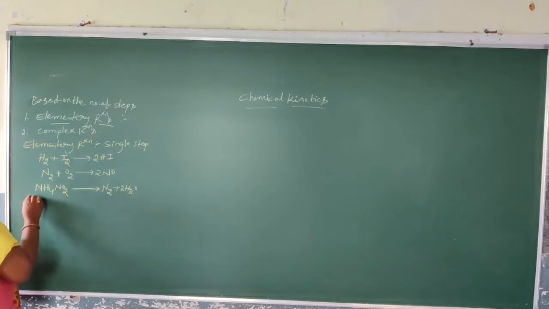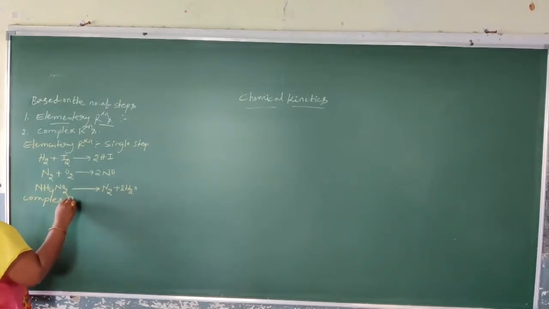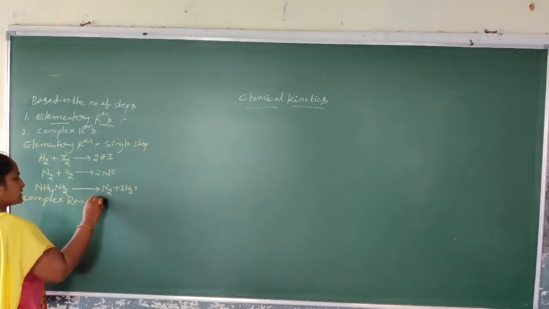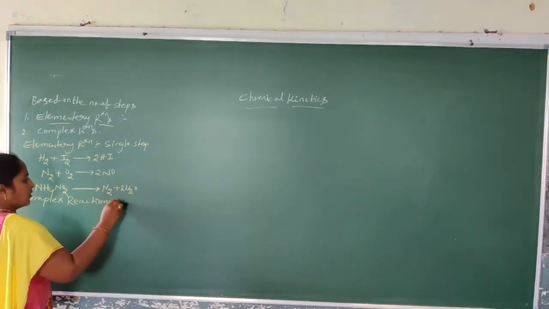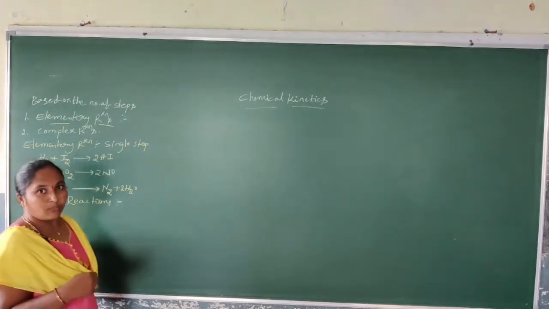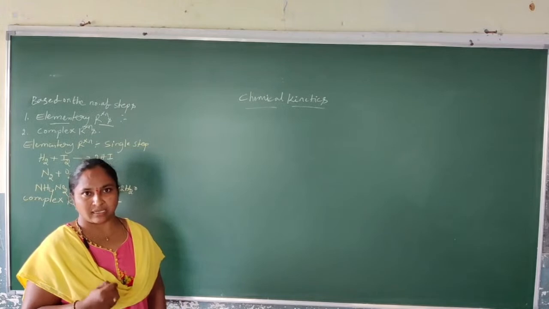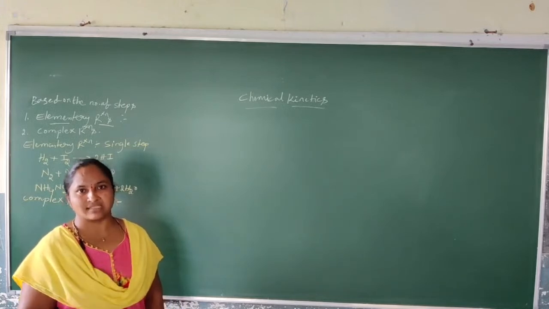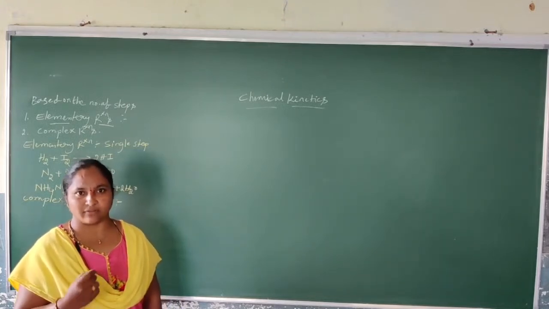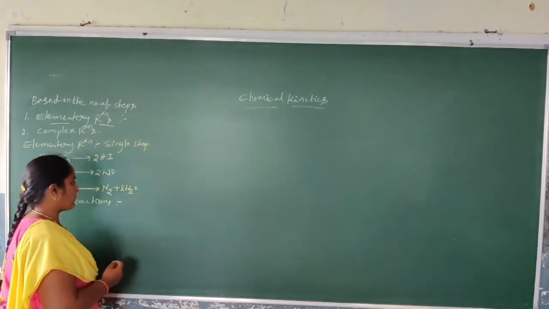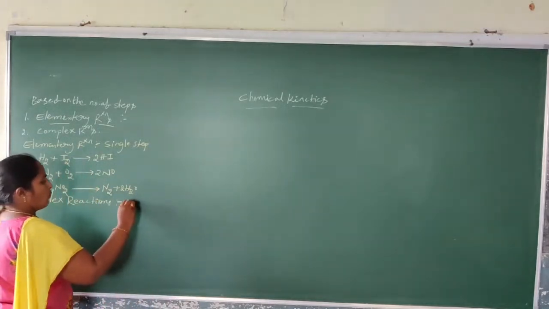Second one is complex reactions. The reactions which are completed in two or more elementary reactions, that is, in more than one step, are called complex reactions.